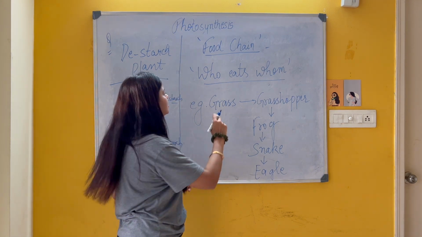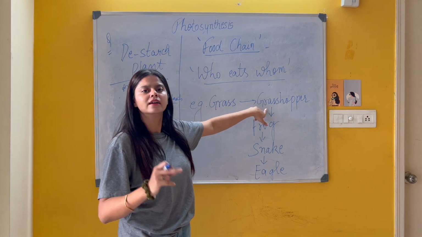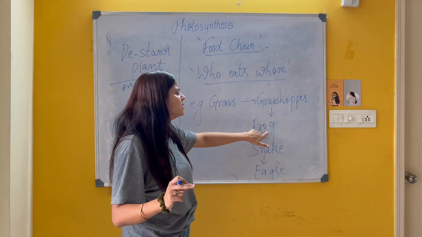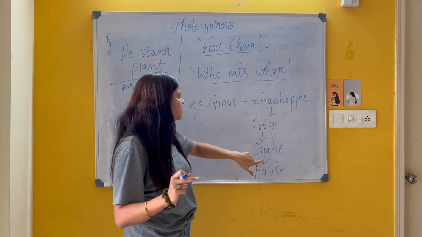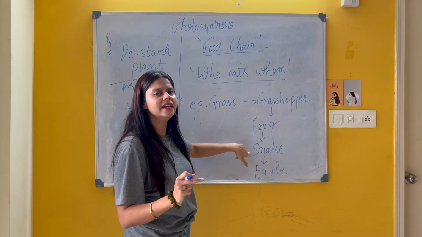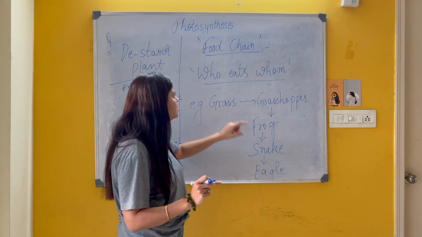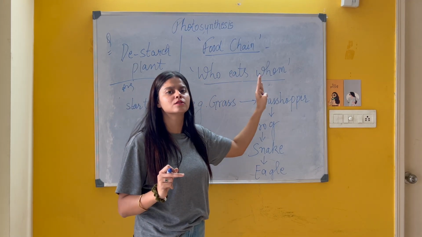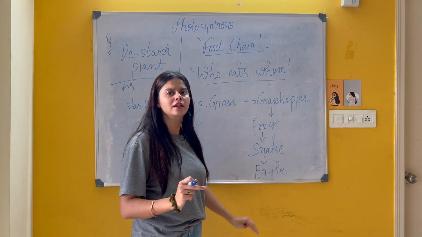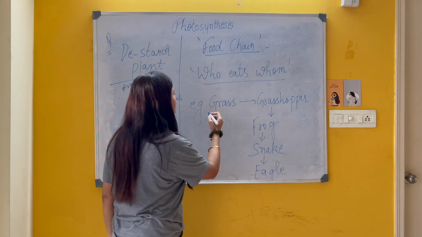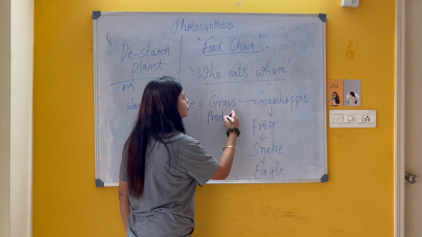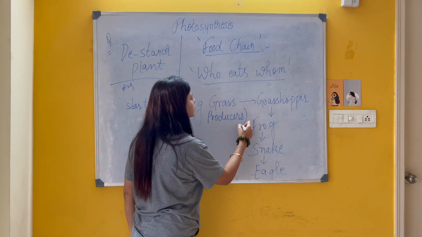In nature, grass is eaten by grasshopper. Grasshopper is eaten by frog. Frog in turn is eaten by snake. In the end, snake is eaten by eagle. So who eats whom? And the food chain always starts with producers.